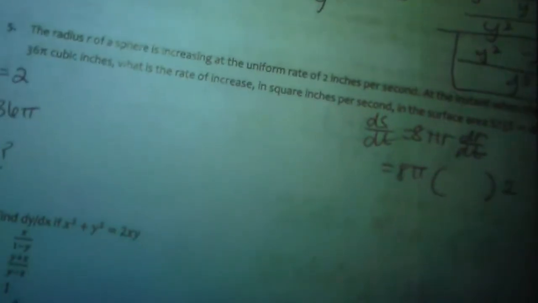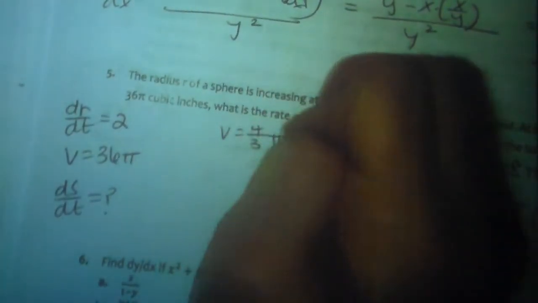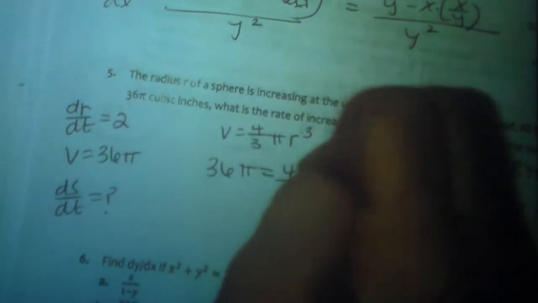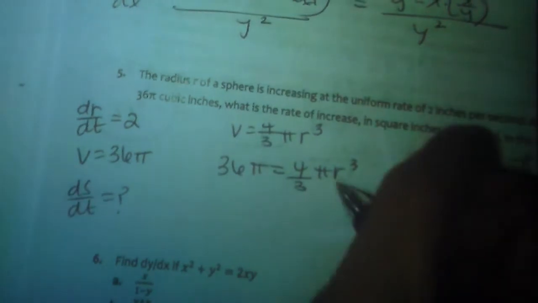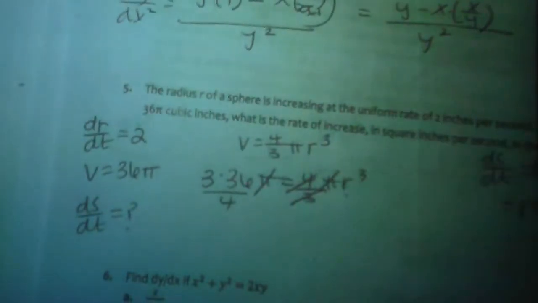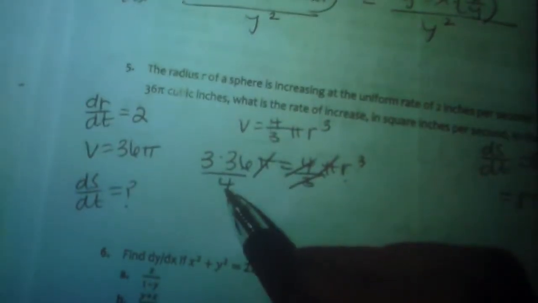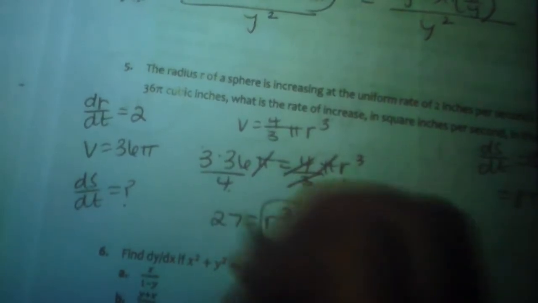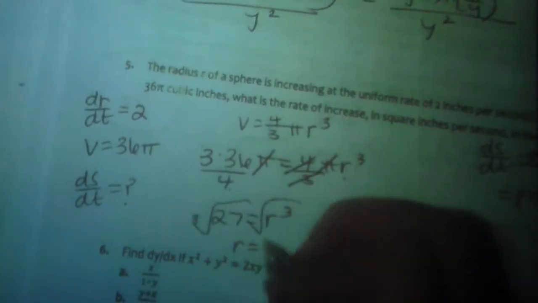So now I need to find r, but see how I was given the volume? Volume is 4/3 pi r cubed, so 36 pi equals 4/3 pi r cubed. Solving for r, the pi's cancel. Multiply the 3 up and divide the 4 over. 36 divided by 4 is 9. 9 times 3 is 27. Take the cube root, and r is 3.